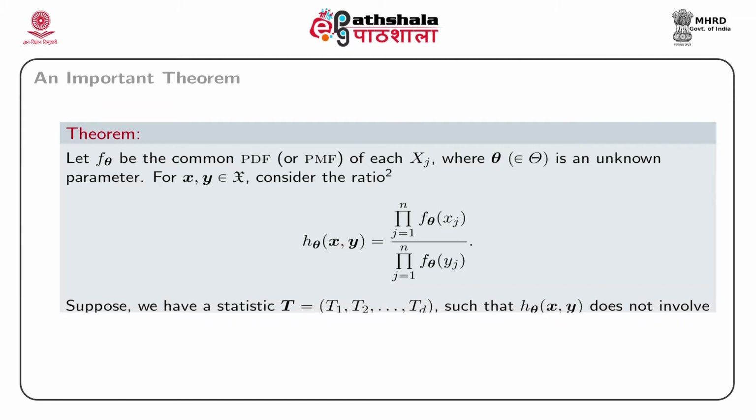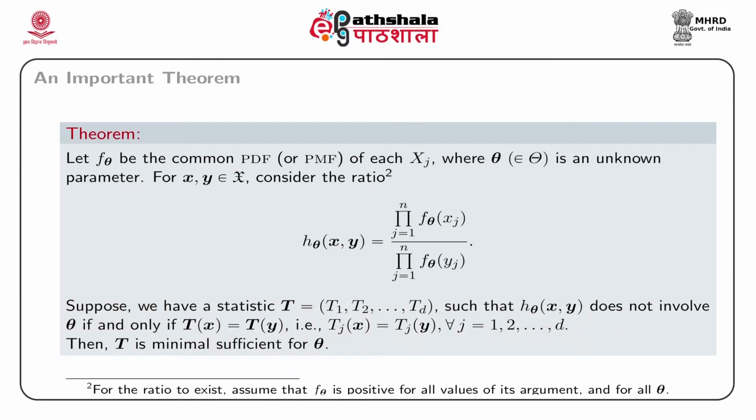Suppose that we have a statistic capital T equals (T1, T2, up to Tk) such that the expression h(x, y) does not involve the unknown parameter theta if and only if T(x) equals T(y). That is, T_i(x) equals T_i(y) for all i equals 1, 2, up to k. Then the statistic T is minimal sufficient for the parameter theta.